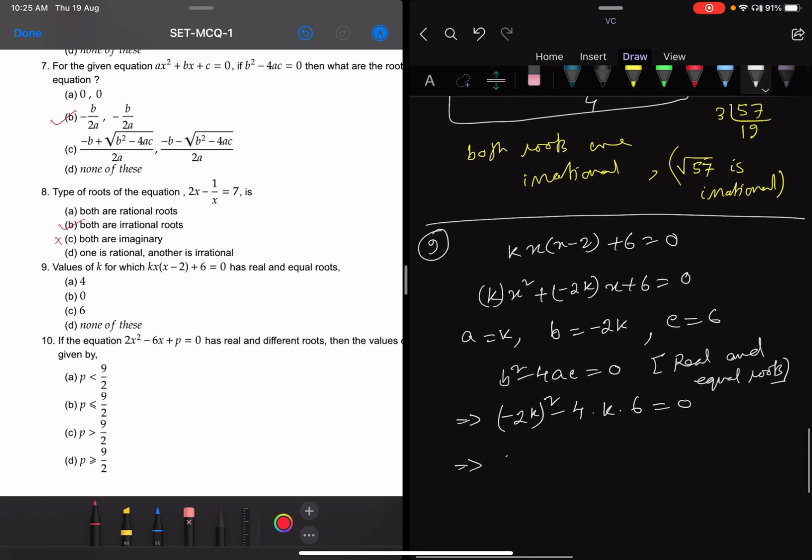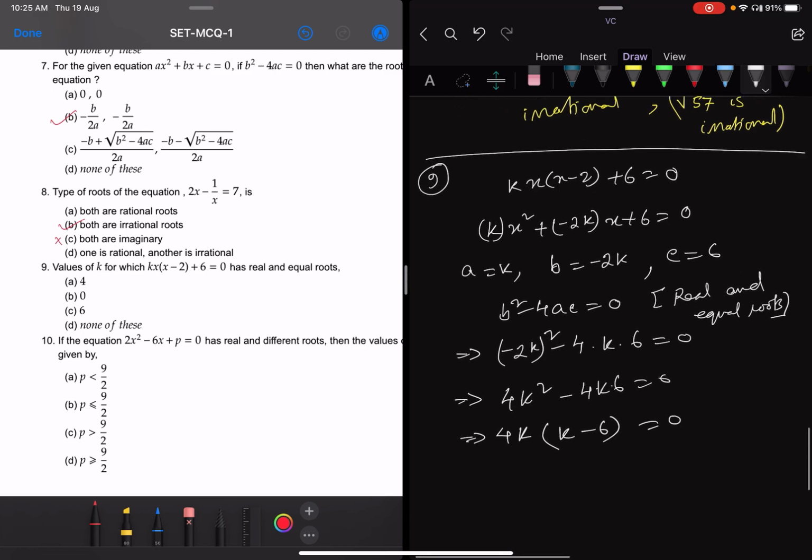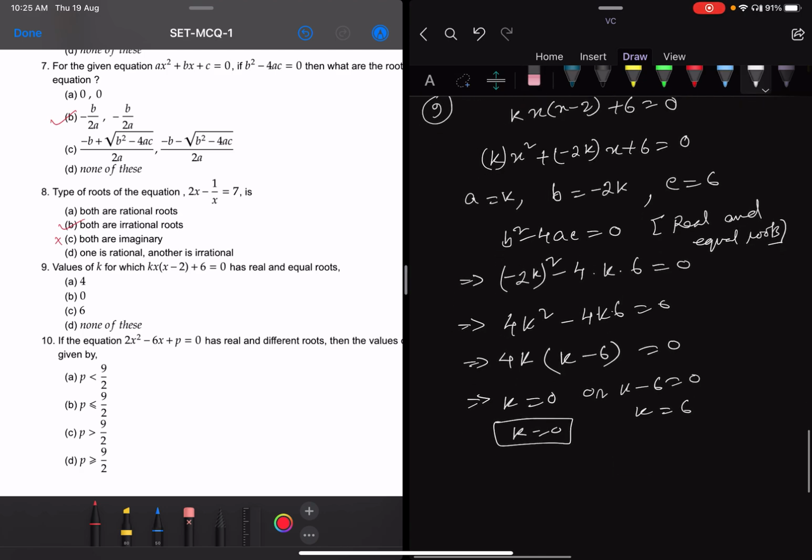That means 4k square minus 4k into 6 equals 0. Now you can take common 4k, that means k minus 6 will be there. So either k equals 0, since 4 cannot be 0, or k minus 6 equals 0, that means k equals 6. Now see, both answers can happen.